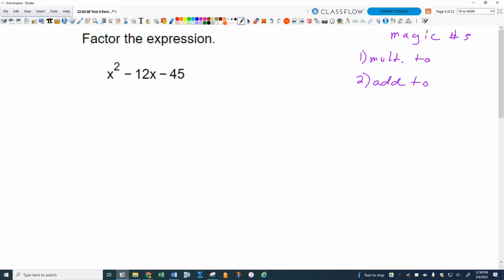What do the numbers have to multiply to? Negative 45. They have to add to? Negative 12. And that's all I've got to do, right? If I know that, I can split this thing apart here, and the template's going to look like that. I just need to know what magic numbers go with the x's. What are they? I've got to get the signs right. So what are they? Negative 15 and positive 3. Good. Okay, so that's all they want from that one.